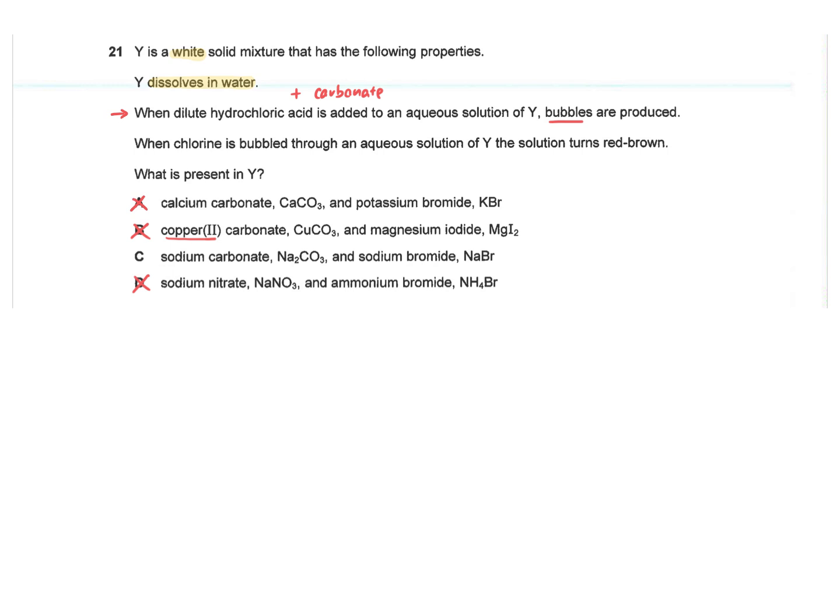Now for education purposes, let's look at the last statement. When chlorine is bubbled through an aqueous solution of Y, the solution turns red-brown. So what is happening here is chlorine. When you see chlorine, you need to think of the periodic table, you need to think of halogen displacement. Chlorine, being a more reactive halogen, will displace your bromide from the salt solution. So bromide will come out as bromine, and aqueous bromine is actually reddish brown.